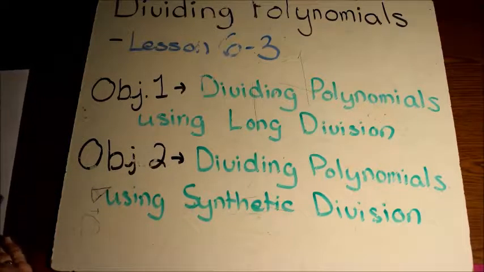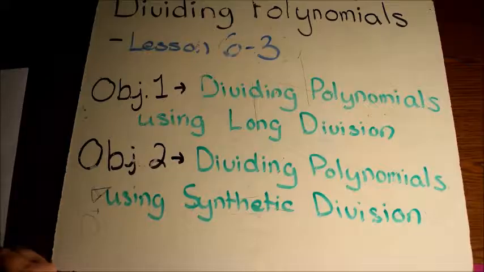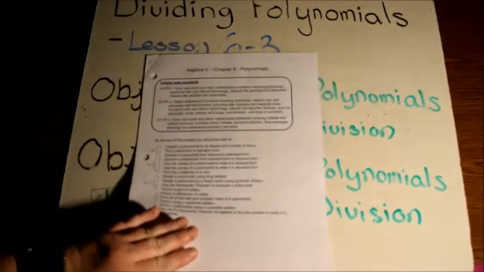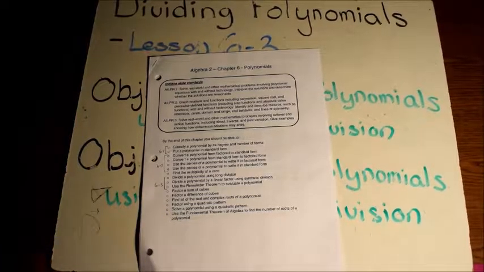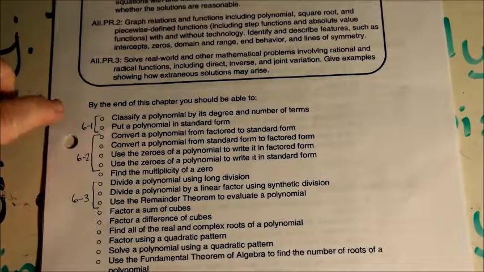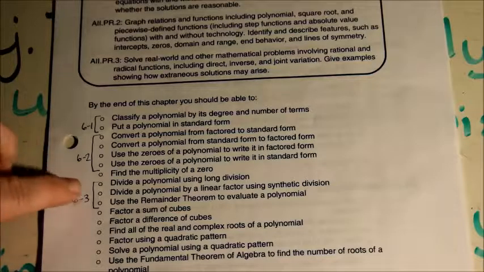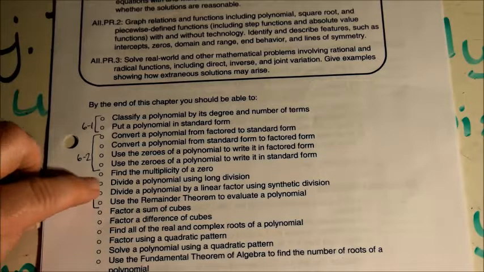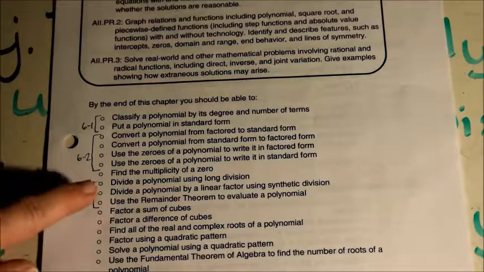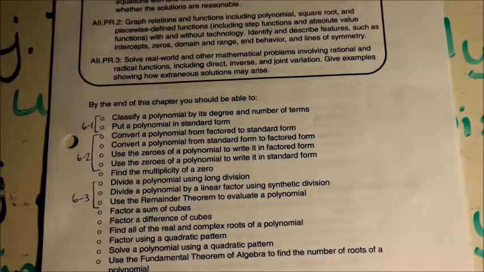So far in 6.1 and 6.2, we have talked about what a polynomial is, how to put it in standard form, and we've discussed the zeros of a polynomial. If you're looking at your check sheet, you should be able to see that the first two were from 6.1 and the second four were from 6.2. We're going to tackle these three right here: dividing a polynomial using long division, dividing it using synthetic division, and we're going to talk a little bit about the remainder theorem. So let's get started.